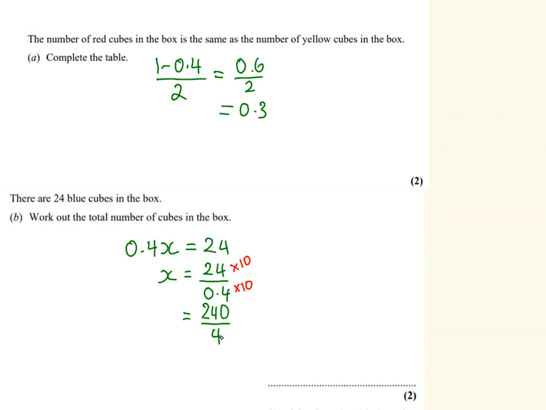And with 240 over 4 it's a bit more obvious what the answer is going to be. 24 divided by 4 is 6, so 240 divided by 4 is 60. Obviously we could have done a bus stop if we needed to support ourselves through that, but that does give us our answer of 60.